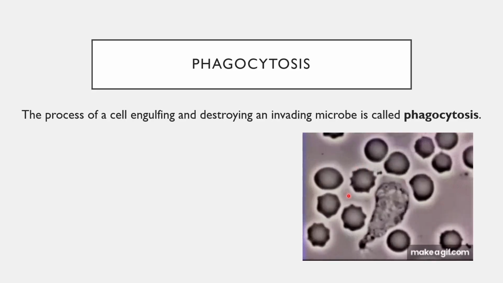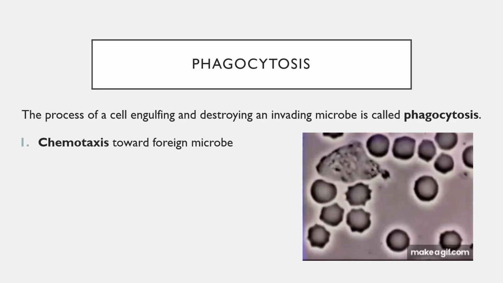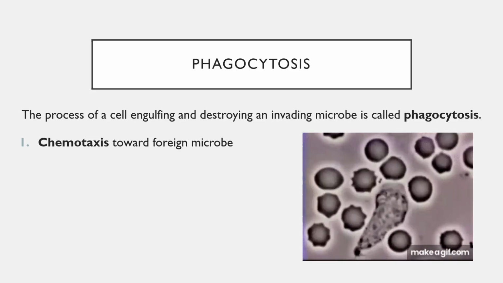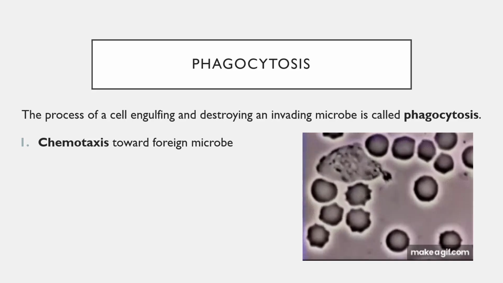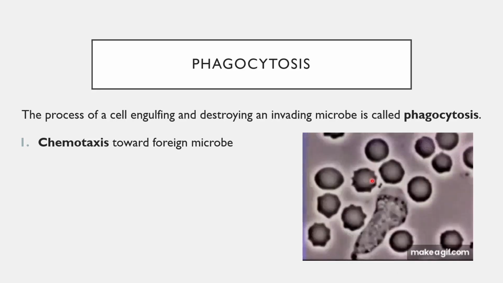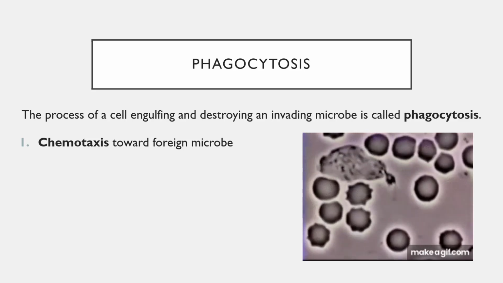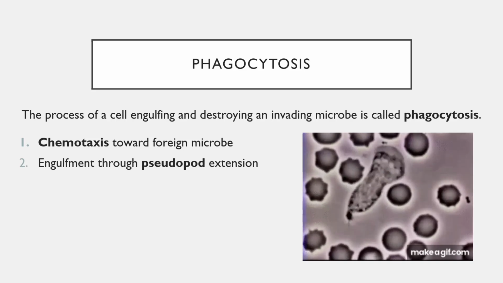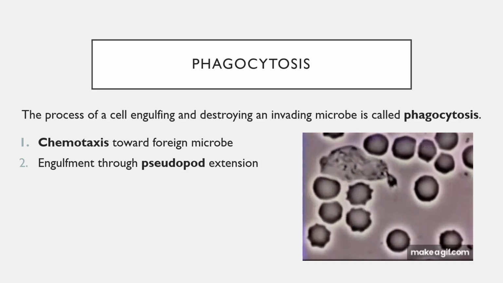So what is happening here can be described as chemotaxis. Remember that chemotaxis is the process of a cell migrating toward or away from a substance based on chemical signals. So that's what's happening here. The neutrophil is exhibiting chemotaxis toward the foreign microbe. It then extends a pseudopod and uses that pseudopod to engulf the microbe. You may remember pseudopods from when we discussed amoebas, and that is the mechanism by which amoebas move.